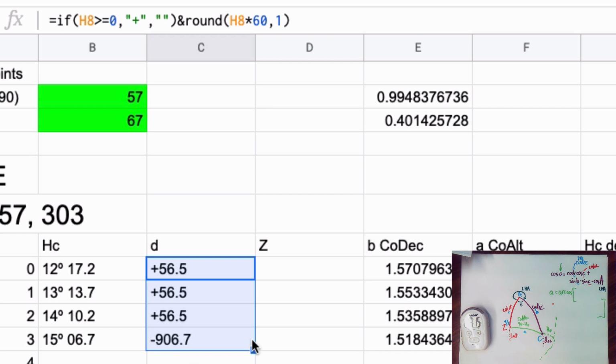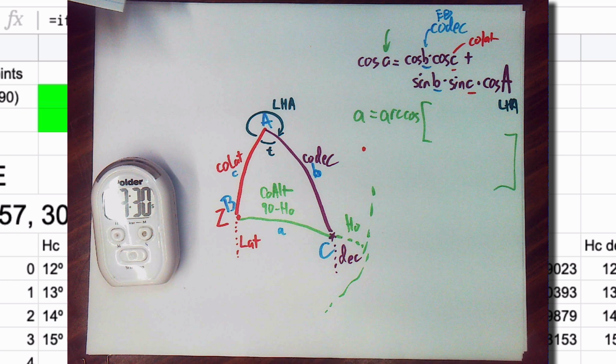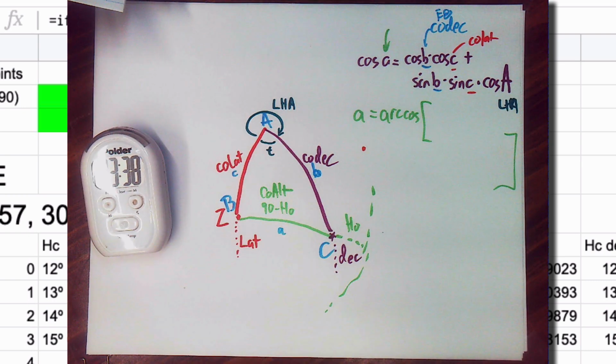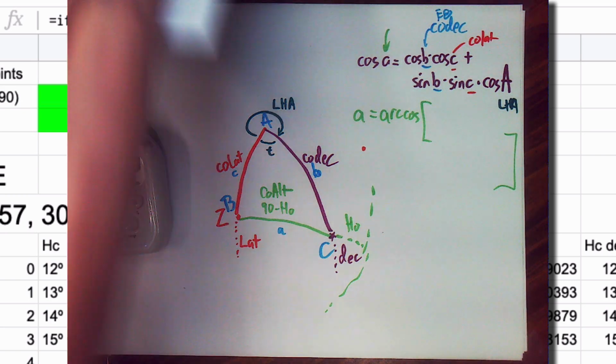Okay, so I think the formatting is looking pretty good. I think we're just about ready to go to the next step, which is to talk about azimuth. Now, azimuth is going to be very difficult. It's not that it's going to be very difficult; it's that we have to actually derive another formula. I've got a little cheat sheet here.